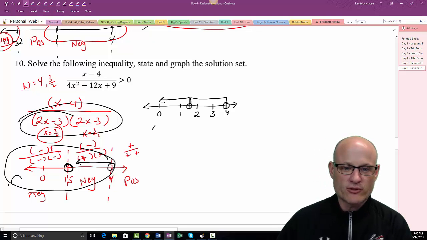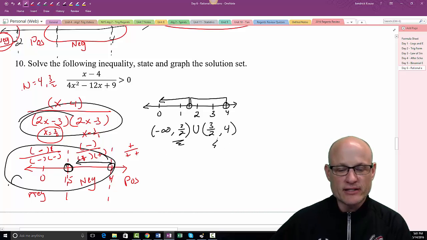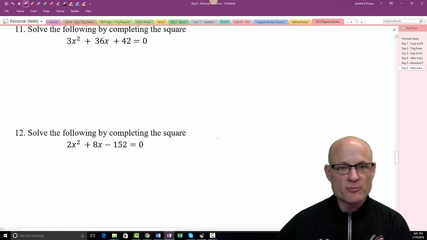So this was actually a very difficult question. The answer is negative infinity to 3/2 or 1.5, open circle, union, parenthesis 3/2 comma 4 parentheses. It just can't be 3/2. Kind of tricky. All right, we're going to do completing the square.